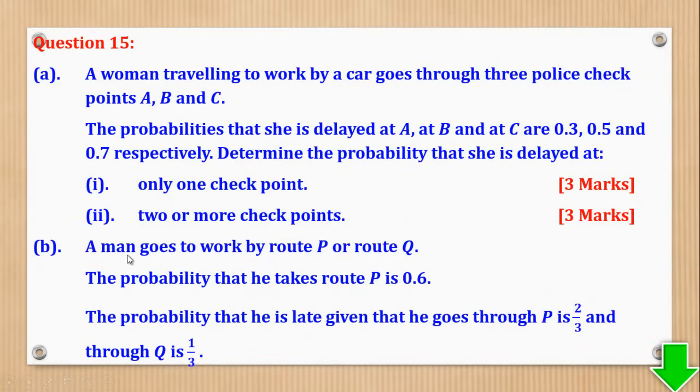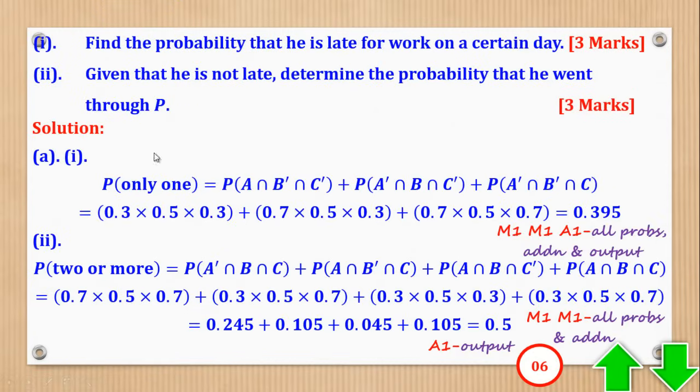Then part B says a woman goes to work by route P or Q. The probability that she takes route P is 0.6. The probability that she is late, given that she goes through P, is 2 over 3, and through Q is 1 over 3. Okay. Know that there is a condition. Find the probability that she is late for work on a certain day. Then Roman 2, given that she is not late, determine the probability that she went through P.